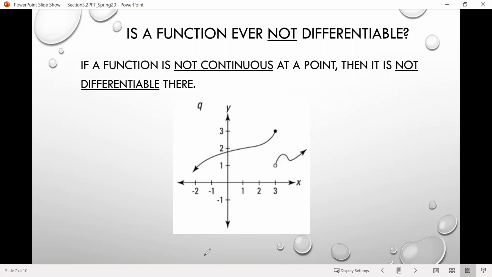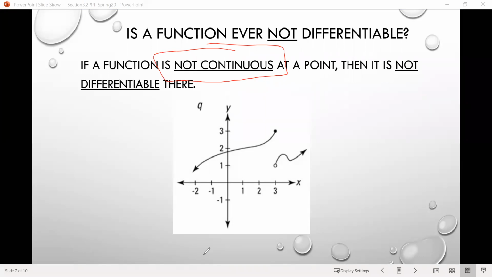So the first one is if the function is not continuous at a point. So we talked in section 2.4 about continuity. If we find a function is discontinuous at a particular point, then it is not differentiable at that point. So looking at this example I have down here, at the point x equals 3, right here, we see that the function is discontinuous, so it is not differentiable there. Now, it can be differentiable at other points on the function, like it could be differentiable at 1 or 2 or 0.5 or negative 0.1, all those sorts of things. It's just at 3 that the value of the derivative will not exist.